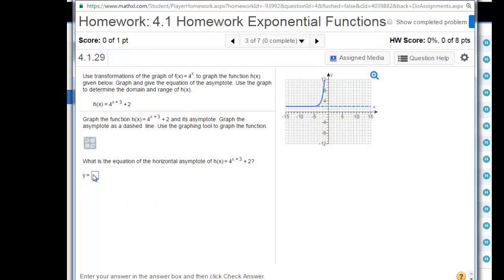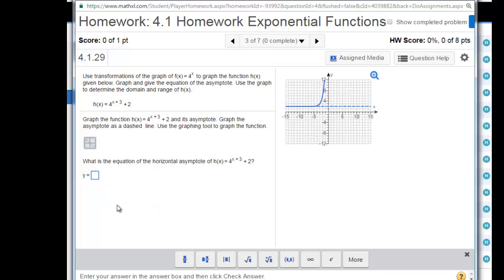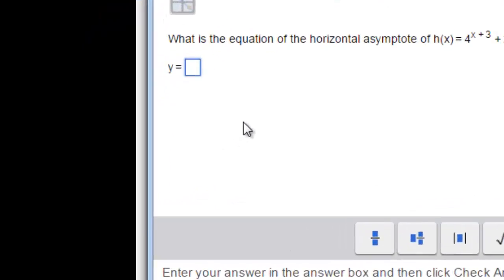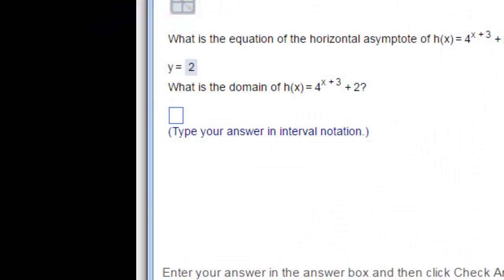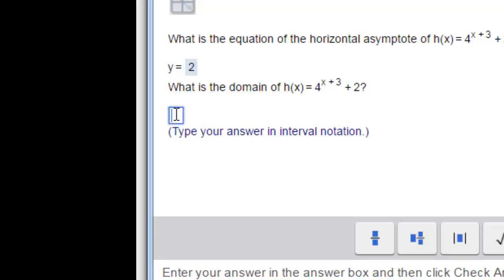And it wants us to know the equation of the asymptote. The equation of the asymptote is y equals 2, and it's just based on your vertical shift. And then the domain of this function is going to be all real numbers, because that is what the domain of an exponential function is.